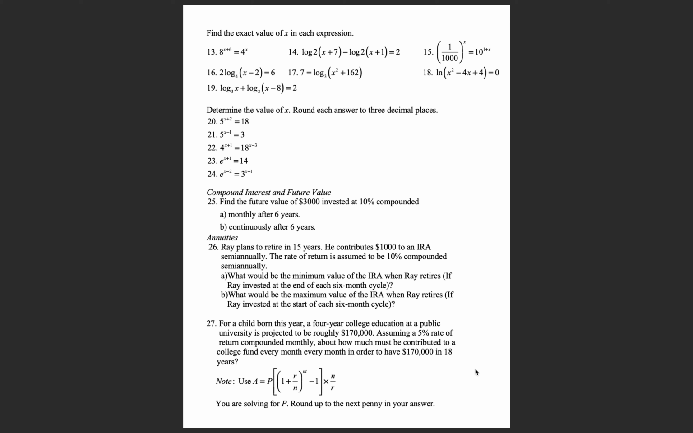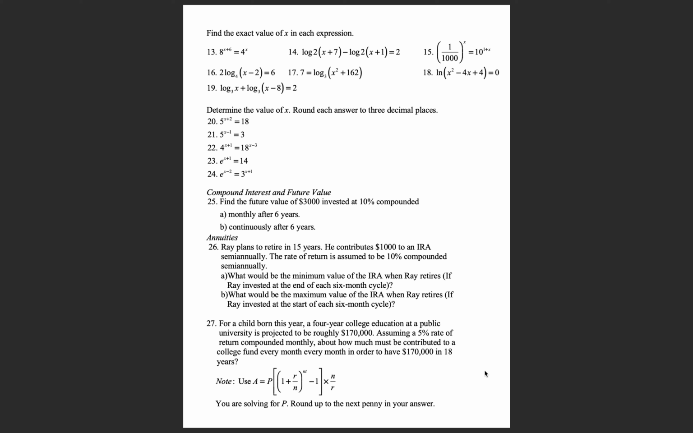For number 26, we're looking at essentially an amalgamated form of the future value formula, and we're crossing over to annuities. In 26, we have Ray, who plans to retire in 15 years. He contributes $1,000 to an IRA semi-annually. The rate of return is assumed to be 10% compounded semi-annually.